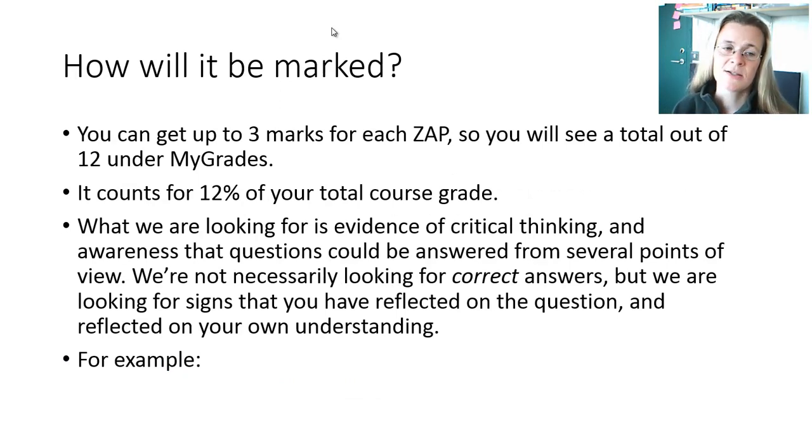So how will it be marked? Well, in total you can get 3 marks for each of the ZAP sheets, which gives you 12 marks in total. It also counts for 12% of your total grade for the course. Now, what we will be looking for in this assessment is not right answers. That's not what this is about. It's about showing evidence of critical thinking. And that means showing that you know that this topic can be answered from different angles.